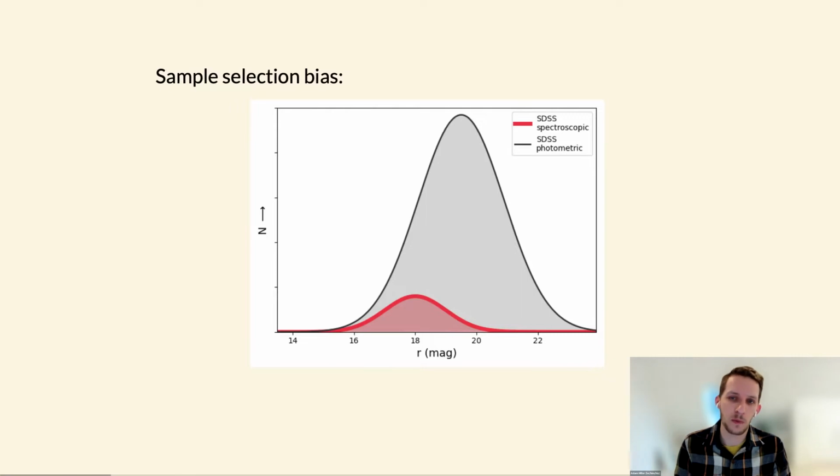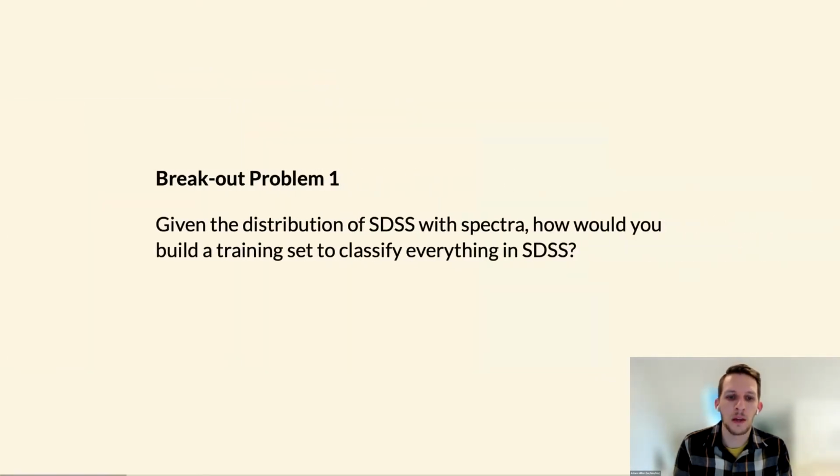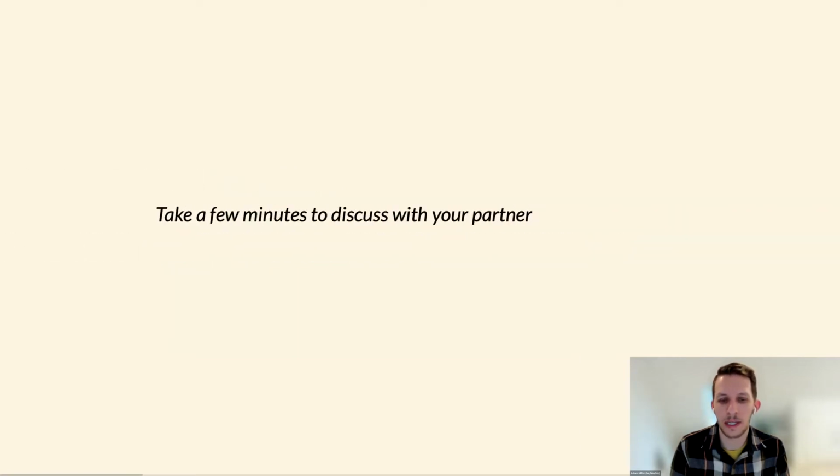So this brings us to the first breakout question of this afternoon's lecture. Given the distribution of SDSS sources with spectra, how would you build a training set if you wanted to classify everything that is in SDSS? I'm going to pause now. I'd like for you to take a couple minutes to discuss this with your partner. I'll flash back to the figure in just a second so that you can look at that as you discuss. We're going to break for 2 or 3 minutes now.